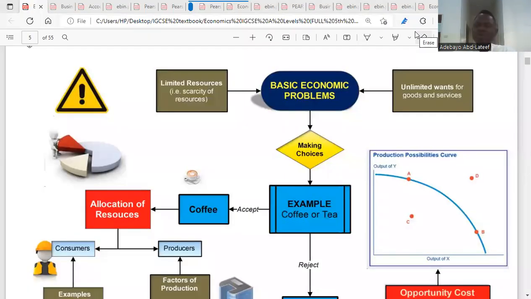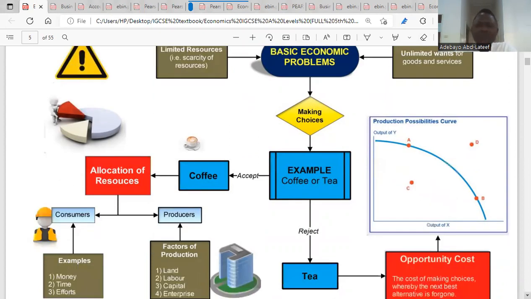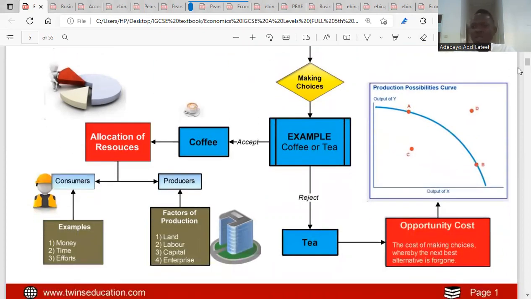Scarcity will lead us to having opportunity cost. Opportunity cost will lead to making a choice. Choice will be made based on our scale of preference. So, now that we have to make a choice, there's always what we call the opportunity cost, which is the cost of making choices, whereby the next best alternative is forgone. It's written here: the cost of making choices, whereby the next best alternative is forgone.